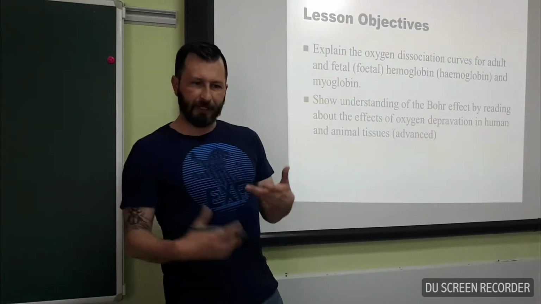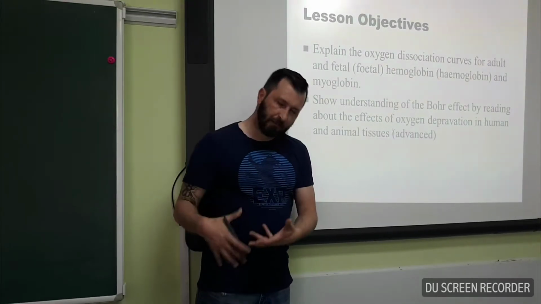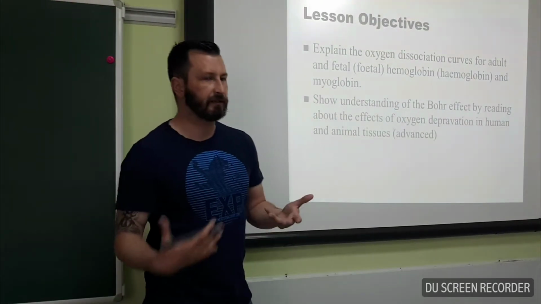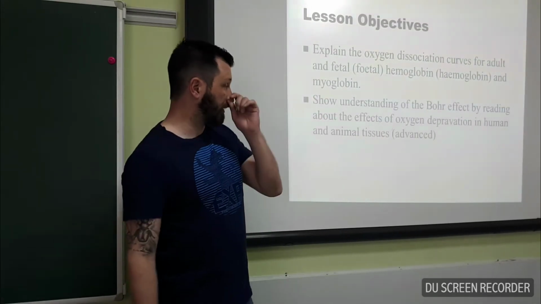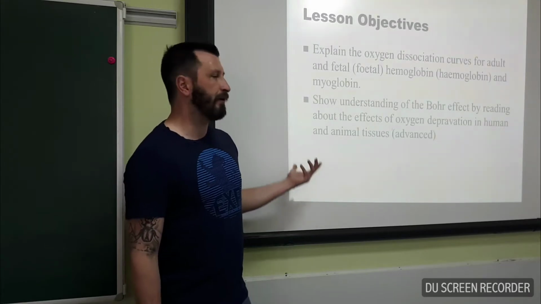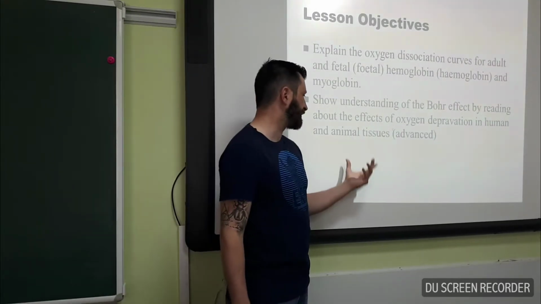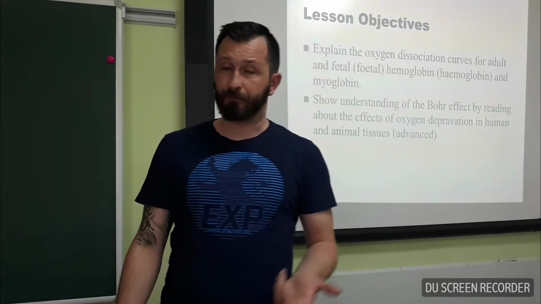And myoglobin. Myoglobin, as you know, is a bit different because myoglobin is in the muscles and in the skeletal tissue instead of our blood. And the second objective is to show understanding of the Bohr effect by reading about the effects of oxygen deprivation in human and animal tissues. This is a differentiation part for our lesson.